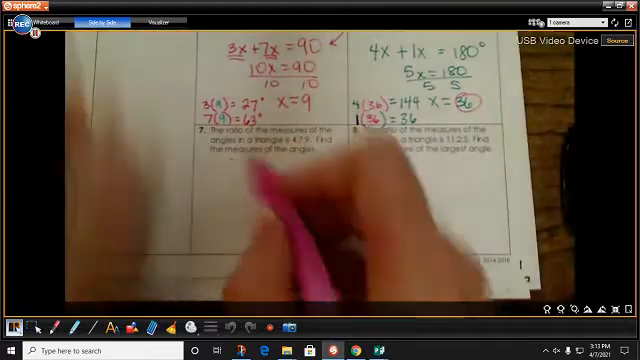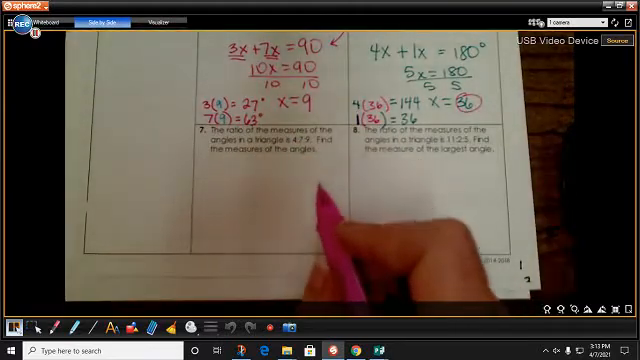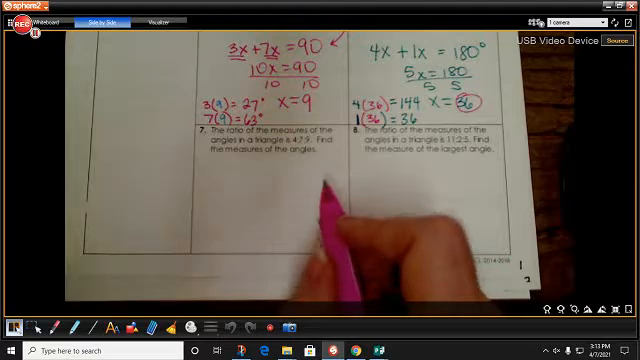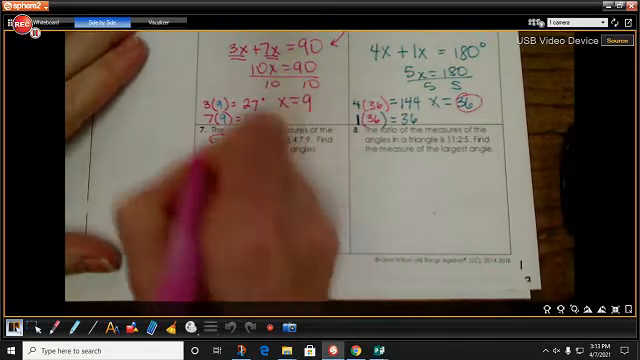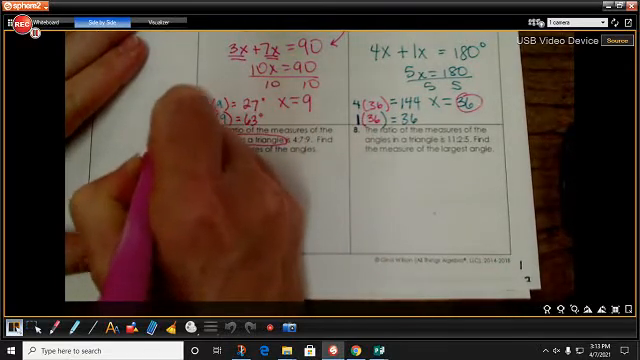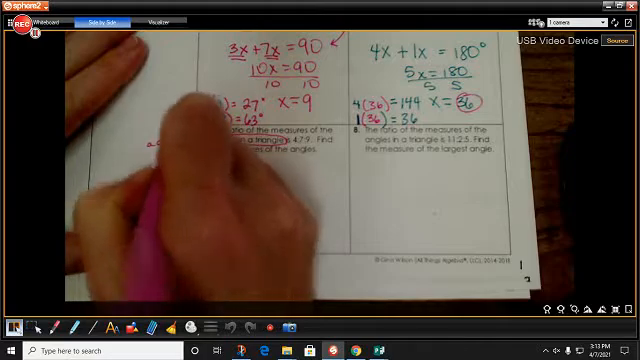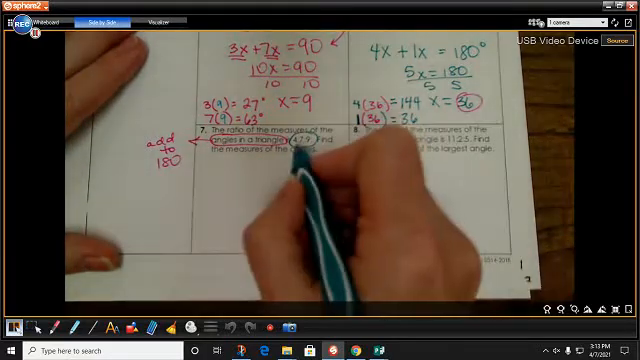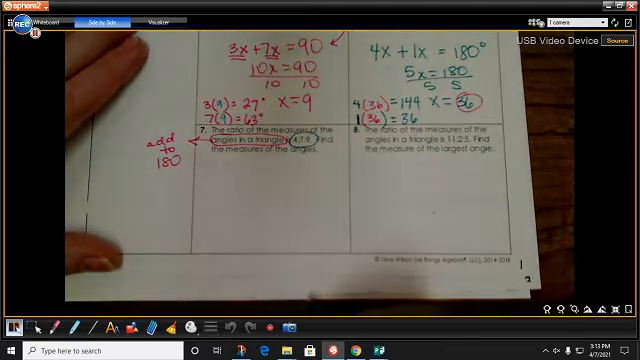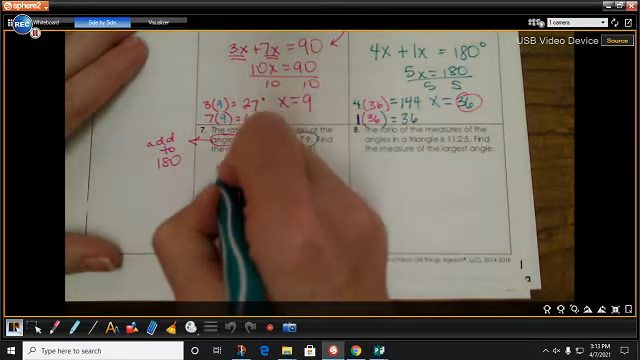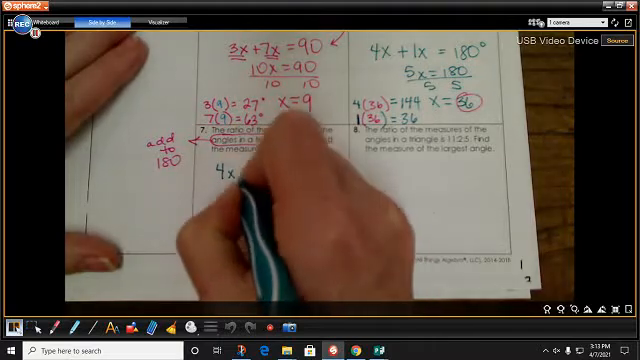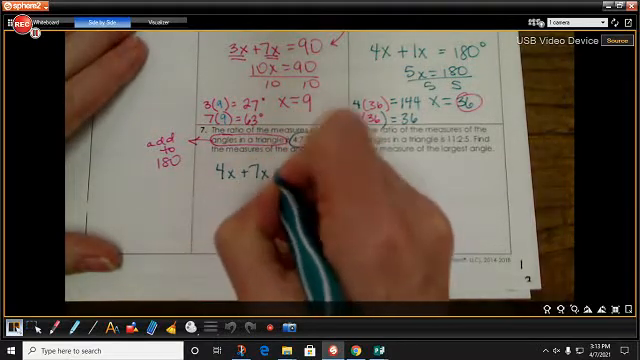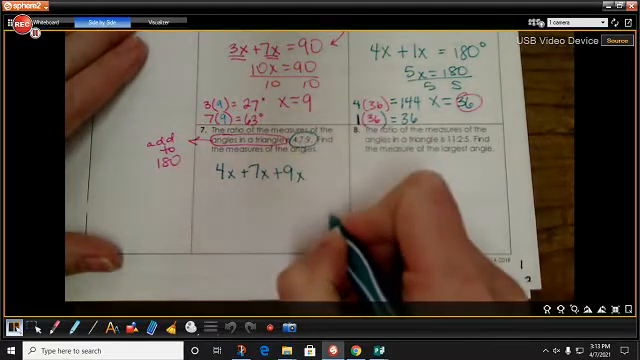Okay? The ratio of the measures of the angles of a triangle is 4:7:9. Let's find the measures of the angles. Well, the thing you have to remember is the angles of a triangle always add to 180 degrees. So whatever size these angles are, they need to be in a 4:7:9 ratio, and they also have to add up to 180. So I'm going to have 4 times some number, plus 7 times some number, plus 9 times some number.